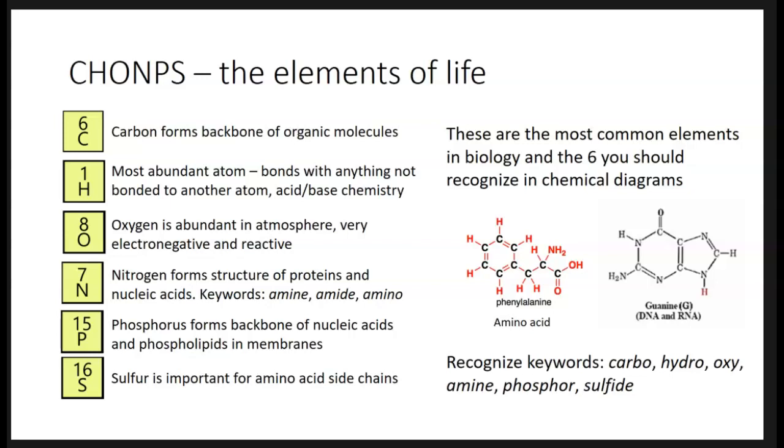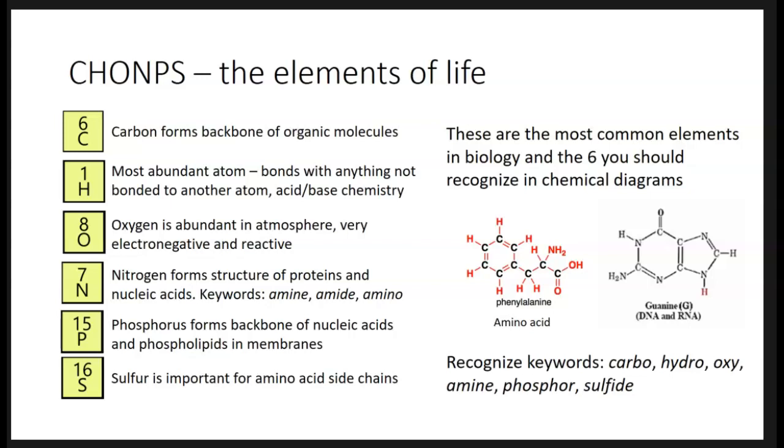Phosphorus, atomic number 15, is important because it forms the backbone of nucleic acids, and it also is an important component of phospholipids, which make up cellular membranes. Sulfur, which is atomic number 16, is less abundant than the other 5 elements. However, it is important in many amino acid side chains. So these are the most common elements in biology. And these are the 6 that you should recognize and know when you look at chemical diagrams.